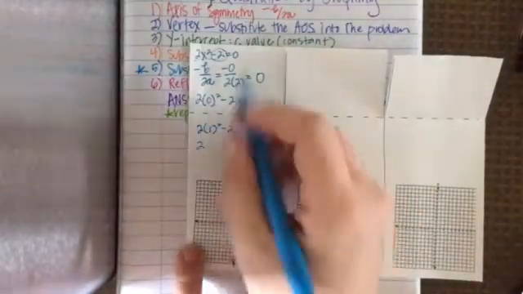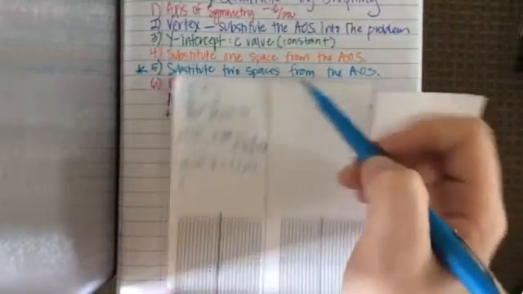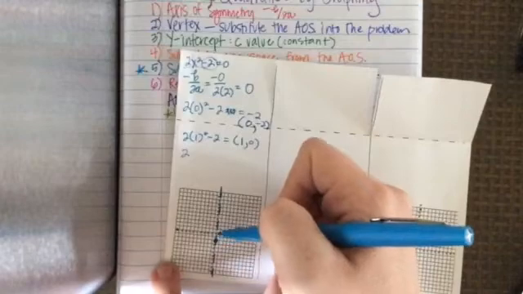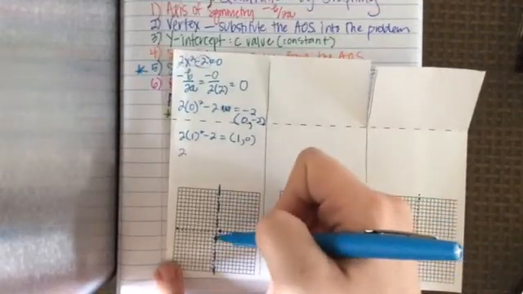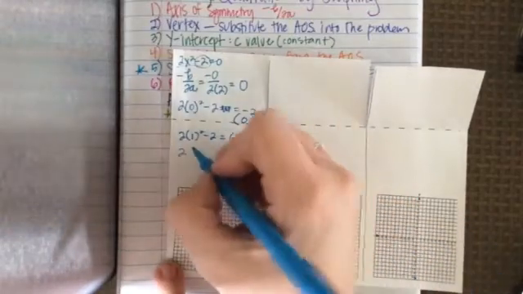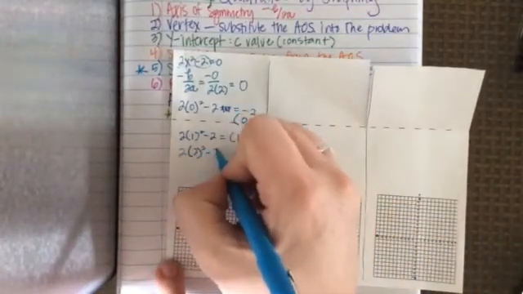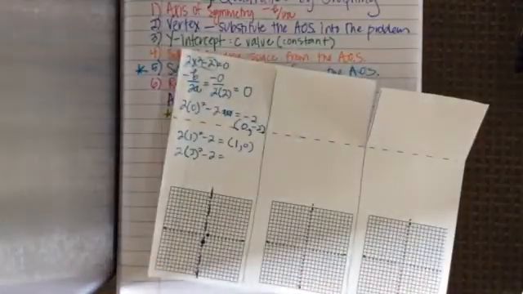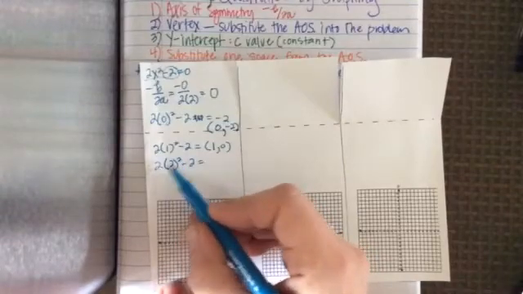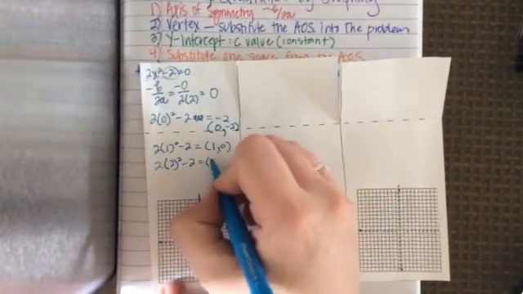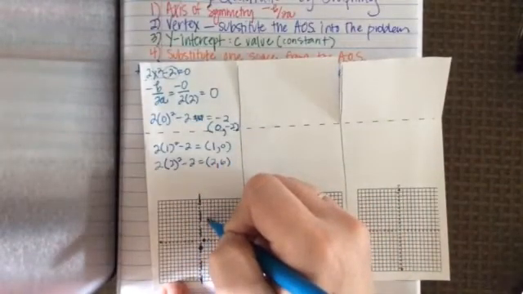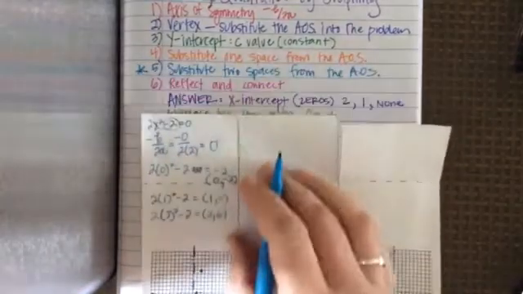I'm going to substitute 2 values, right? I need 3 ordered pairs to reflect. So I'm going to substitute 2 spaces, so 2 spaces from the axis of symmetry. 1, 2 is the value 2, or could be the value negative 2, but again, positive values are a lot easier to substitute. 2 squared, 2 times 2 is 4. 4 times 2 is 8. 8 minus 2 is 6, so 2 comma 6. So I go over 2, and I go up 6.